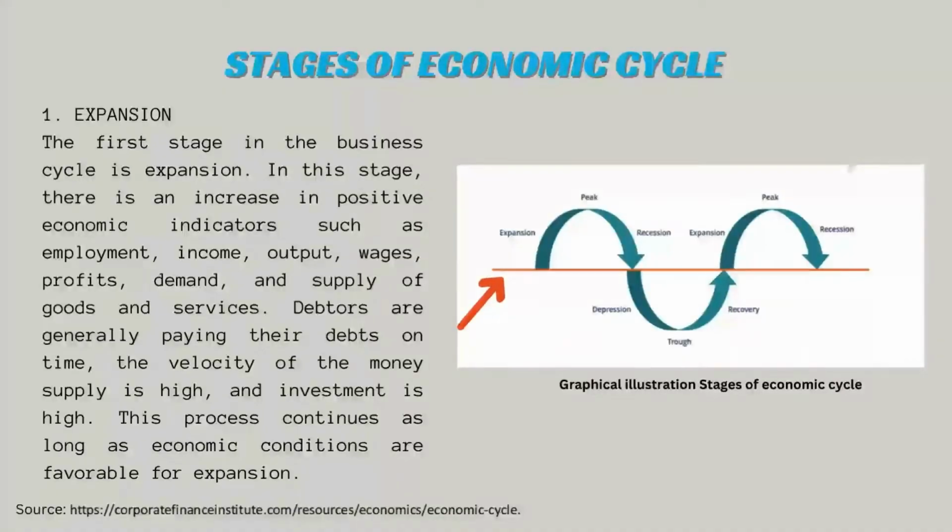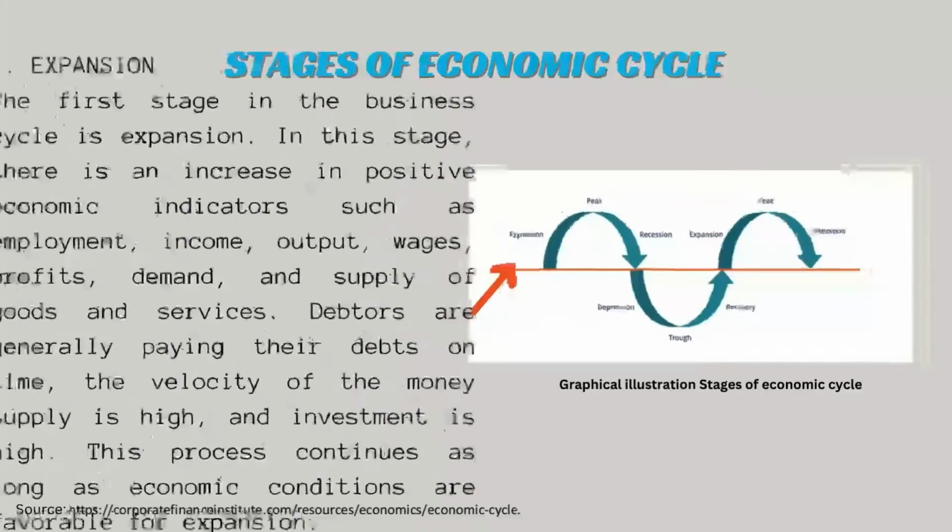Okay, stages of the economic cycle. Number one, expansion. The first stage in the business cycle is expansion. In this stage, there is an increase in positive economic indicators such as employment, income, output, wages, profits, demand, and supply of goods and services. Debtors are generally paying their debts on time, the velocity of the money supply is high, and investment is high. This process continues as long as economic conditions are favorable for expansion.